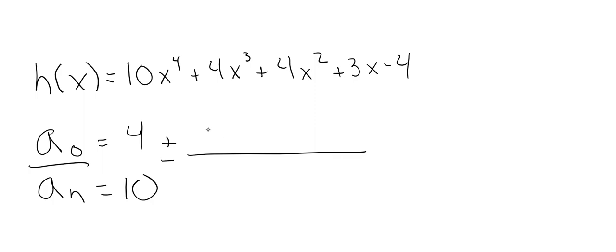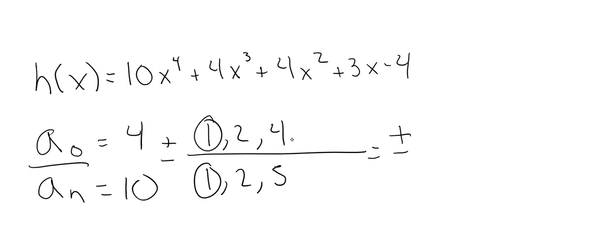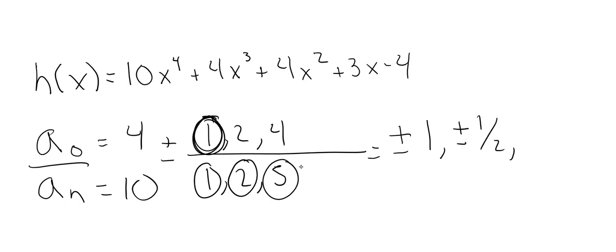Divisors of 4 are going to be 1, 2, and 4, and divisors of 10 are going to be 1, 2, 5, and 10. This gives us all of our possible rational zeros. Let's go down the list, and we want to make sure we don't have any repeats, and you'll see what I mean by that. So we have plus or minus 1, so 1 divided by 1, which is 1. We have plus or minus 1 divided by 2, 1/2. Plus or minus 1 divided by 5, 1/5.